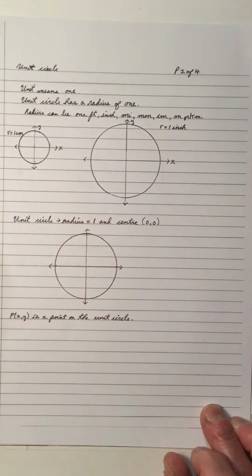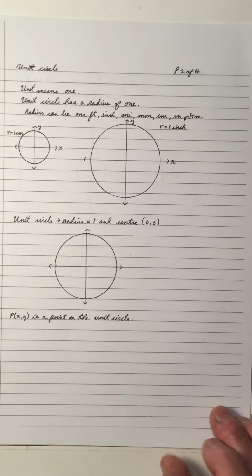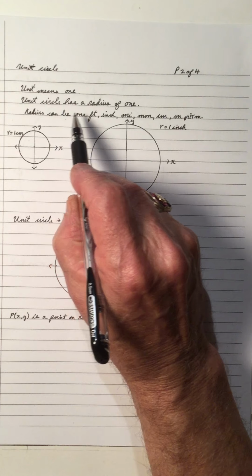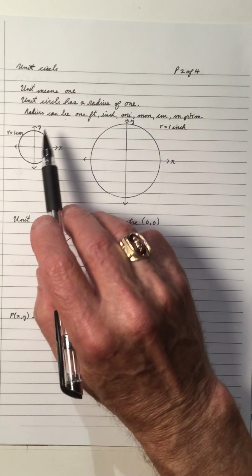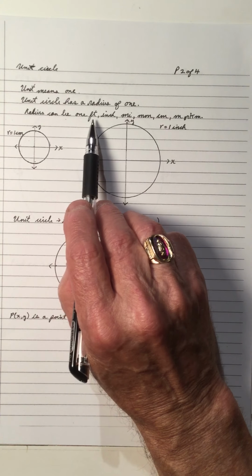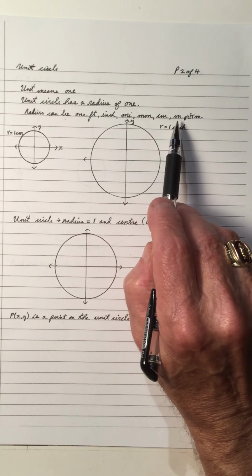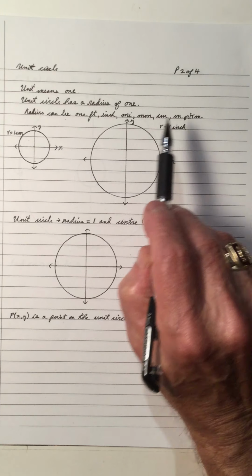This is the unit circle, but this is the video showing you the rotations on a unit circle. Unit circle. Unit means one. Unit circle has a radius of 1. Radius can be 1 foot, 1 inch, 1 mile, 1 millimeter, 1 centimeter, 1 meter, 1 kilometer.